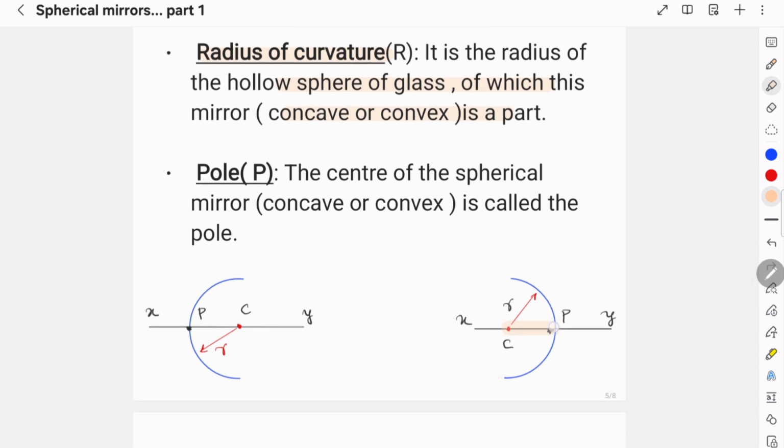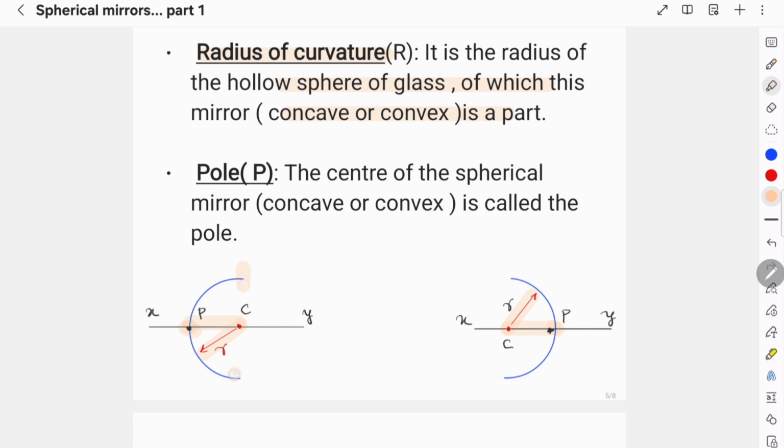See, they have the same center of curvature and they have the same radius. Okay, now let's see what is pole. The pole is the center of the spherical mirror. This part which is marked P here. So this is the center of the spherical mirror. So this is called the pole.